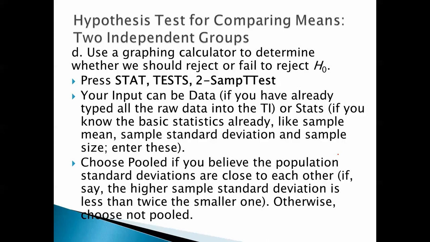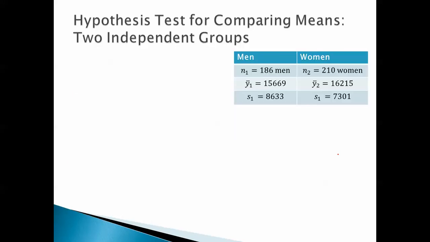What we do is we press stat, tests, 2-sample t-test because it's a t-test and we have two samples. In this case, it's men and women. Now, your input can be data, if you already typed all the raw data into the TI under the stats, or you can just enter stats if you know the basic statistics already, like the sample mean, sample standard deviation, sample size. That's what we'd enter. Choose pooled if you believe the population standard deviations are close to each other. If, say, the higher sample standard deviation is less than twice the smaller one. Otherwise, choose not pooled. You'll see in a moment what I mean by this. Okay, there's our data. Let's enter it.